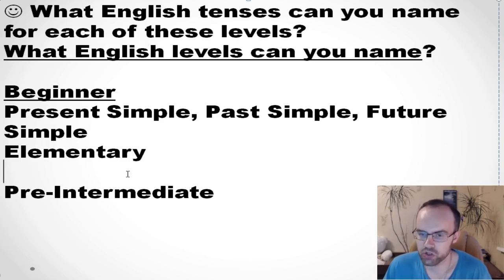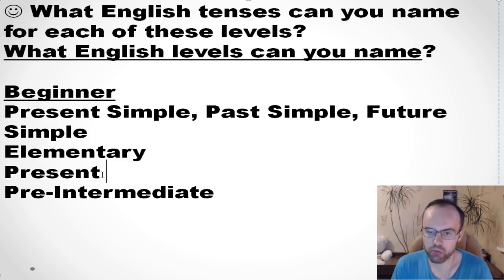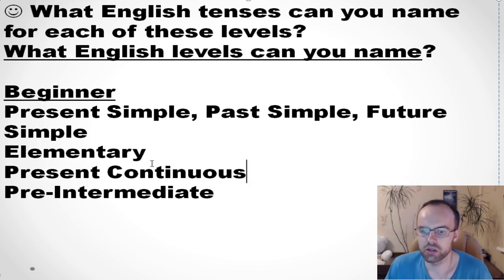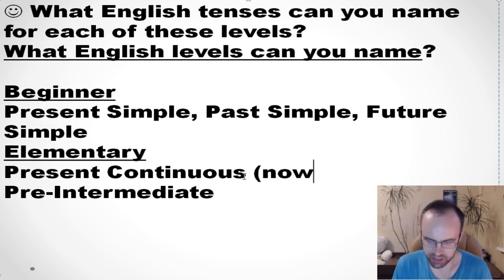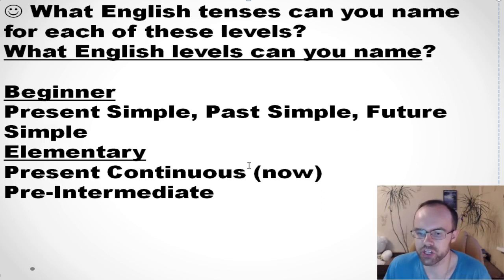So, what else should you know? I believe that you also need to know present continuous. So we use present continuous for things which are happening now or for things which are happening at the moment. Good, present continuous.